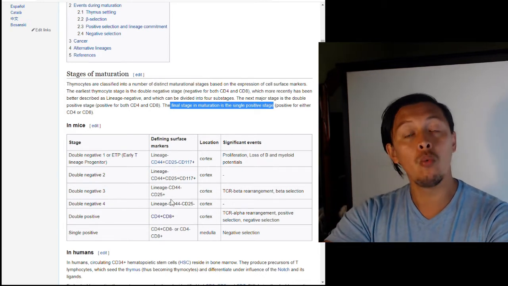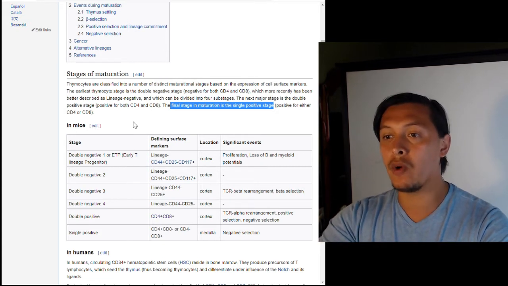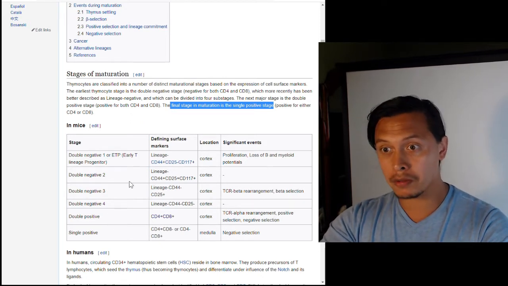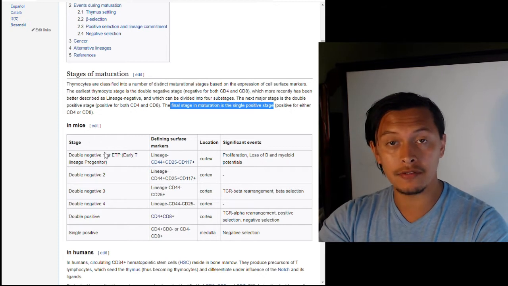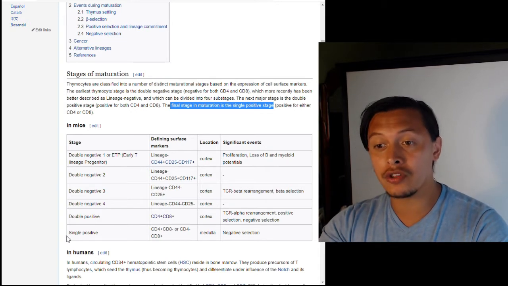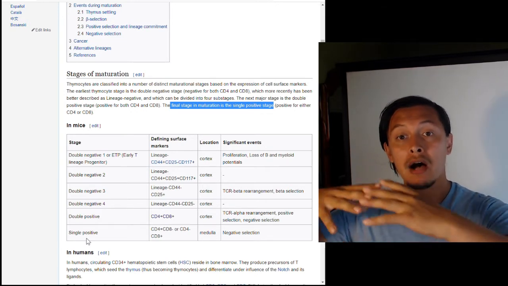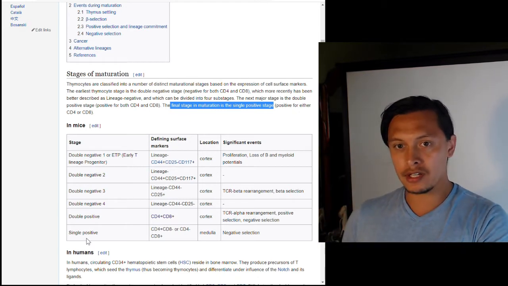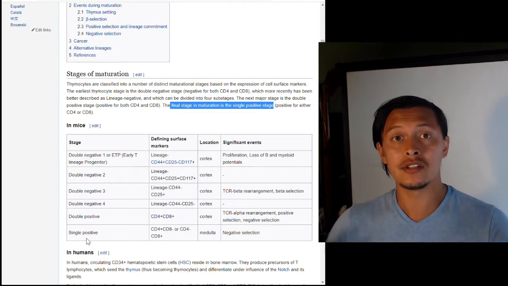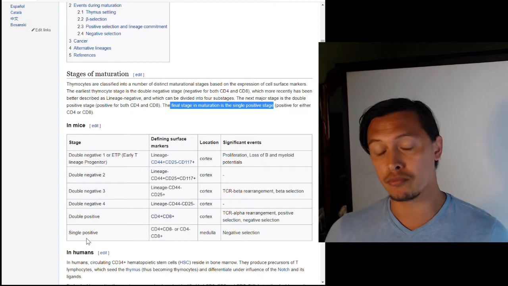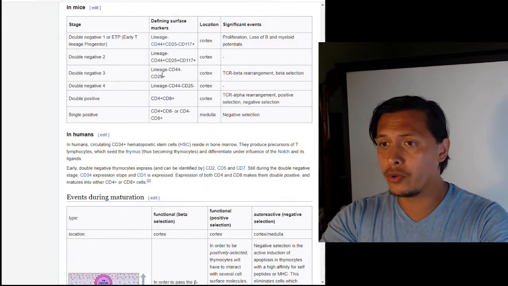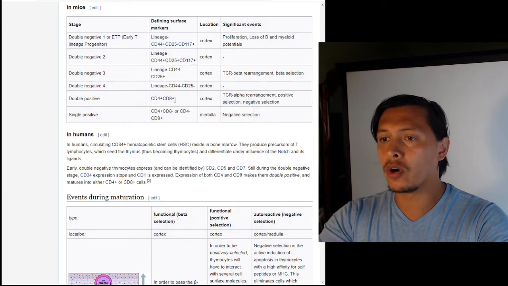So what happens when these T cells, these thymocytes, are maturing into their final form, is they start off as double negative, and then they mature into double positive, and then when they are fully mature, they are single positive. So they have become either just CD4 positive or just CD8 positive. That is a part of the maturation process of these T cells from thymocytes.